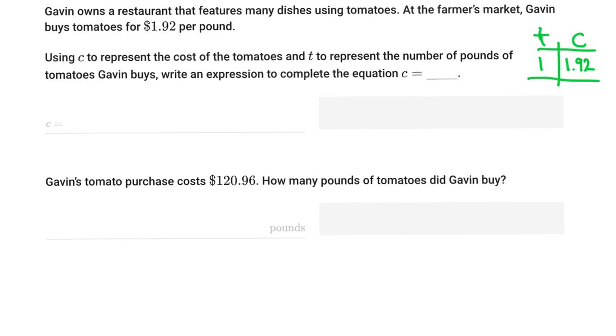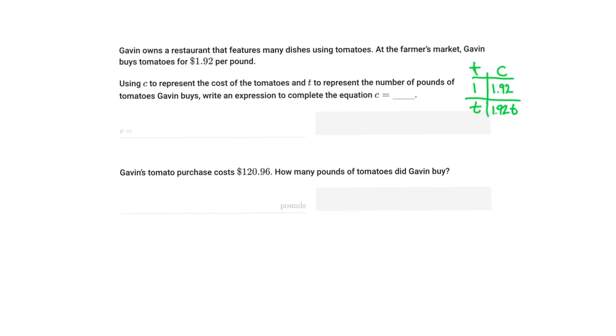So if we bought T pounds of tomatoes, we would just multiply our pounds of tomatoes by T to find out the cost of the tomatoes. So when we're writing an equation, the cost, C, is equal to 1.92 times the number of pounds of tomatoes. It's just our constant of proportionality, but instead of having numbers, we multiply it by a variable, in this case, T.